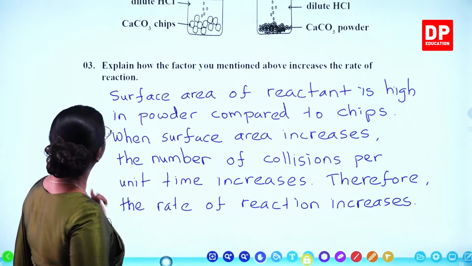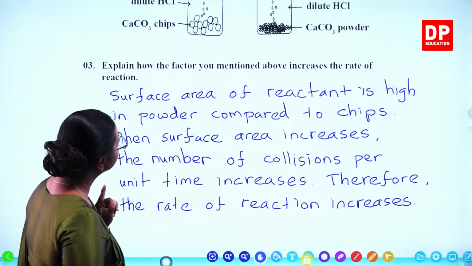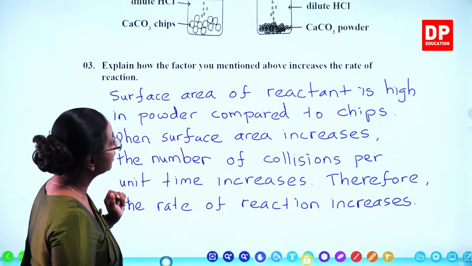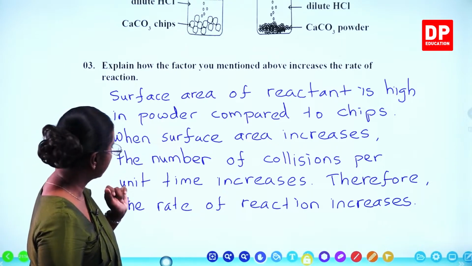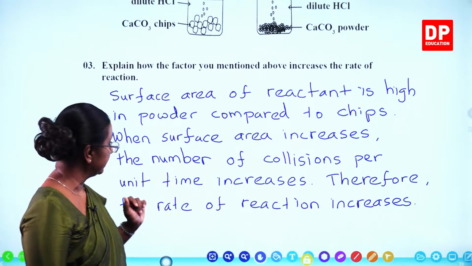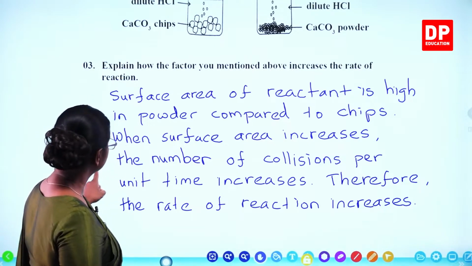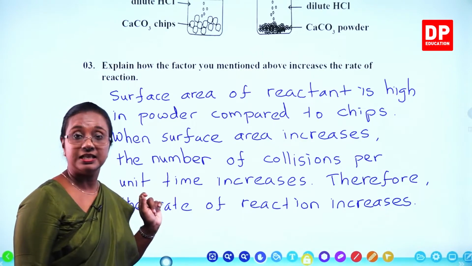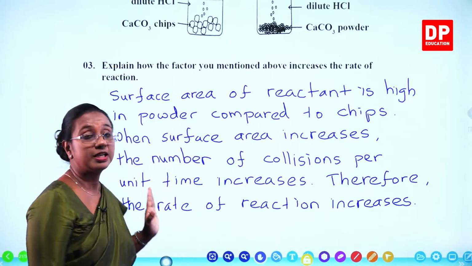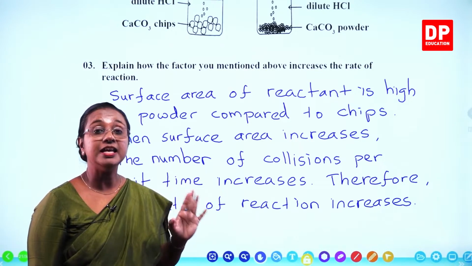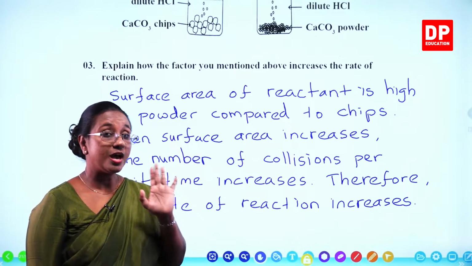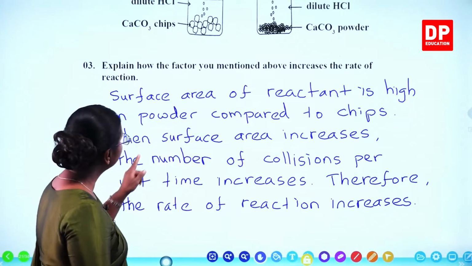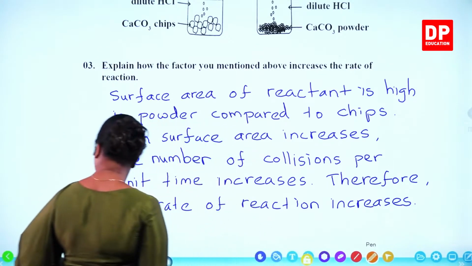So if we look at the question, explain how the factor you mentioned above increases the rate of reaction. Surface area of reactant is high in powder compared to chips. When surface area increases, the number of collisions per unit time increases. Therefore, the rate of reaction increases. So that is how this particular factor, surface area, increases the rate of reaction. So I am sure students, you all can understand this explanation. So with that, we will move on to the next question.